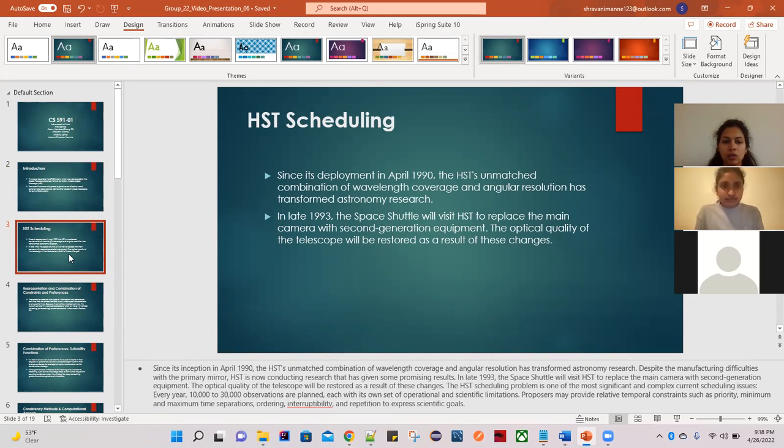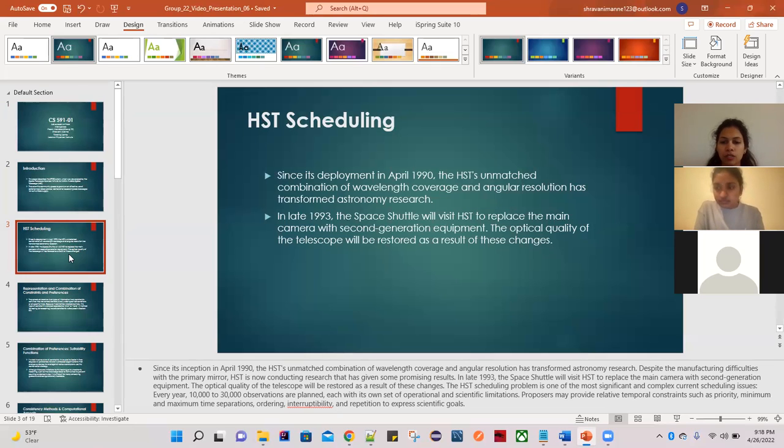Coming to HST scheduling, since its inception in April 1990, HST's unmatched combination of wavelength coverage and angular resolution has transformed astronomy research. Despite the manufacturing difficulties, HST could conduct research which gave promising results. In late 1993, the space shuttle visited HST to replace the main camera with second generation equipment.